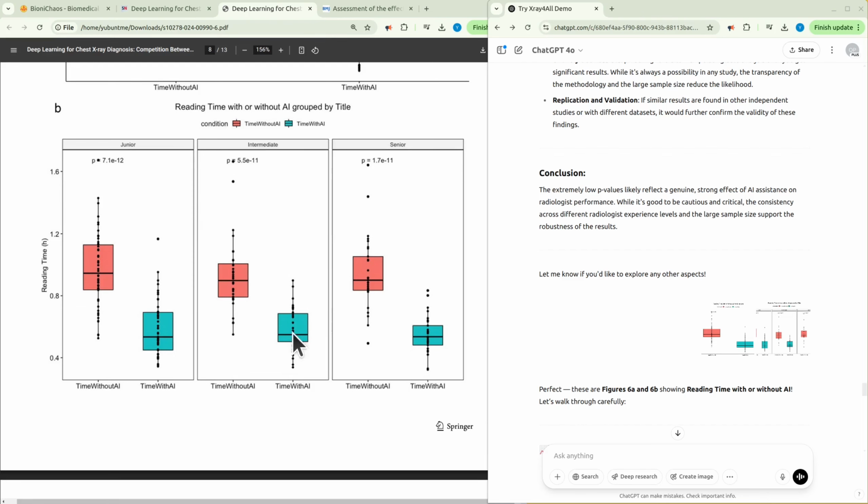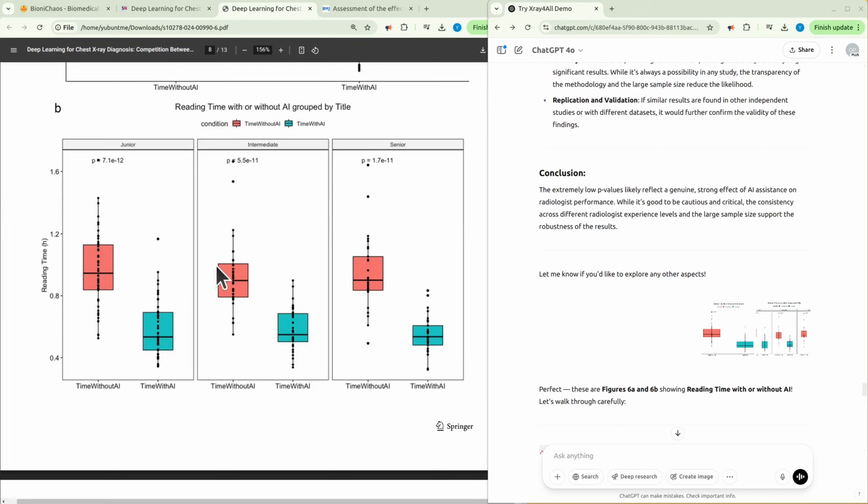Junior radiologists see the biggest drop in reading time, but even senior radiologists benefit. This suggests that AI not only improves accuracy as shown in previous figures, but also makes the diagnostic process more efficient. In simple terms, AI helps radiologists, regardless of their experience, read chest x-rays faster. This efficiency could lead to quicker diagnoses and more timely treatment for patients. Does that help clarify Figure 6?